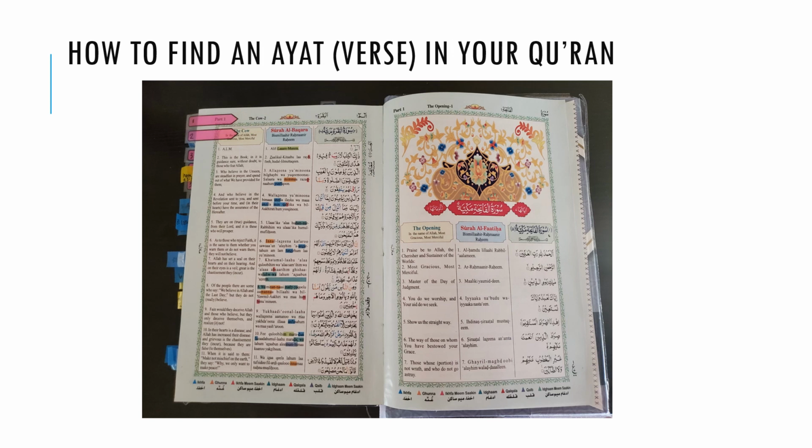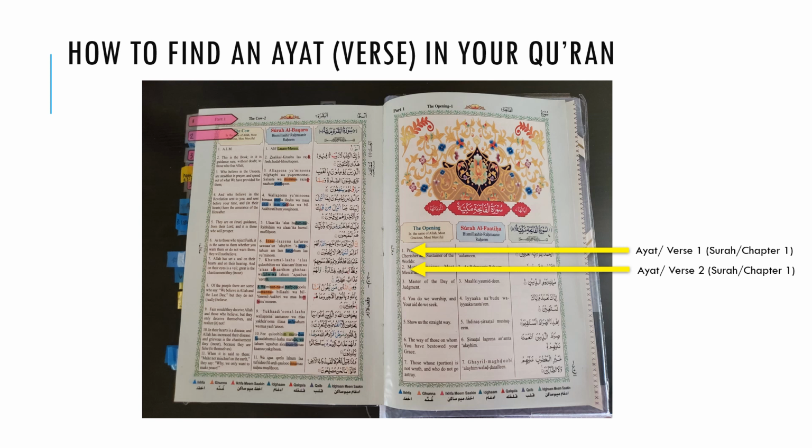When looking for ayats in the Quran, we can see that this can be found in the first column as shown by the arrows here. In this case, we see ayat 1, verse 1 in Surah chapter 1. In the second example, we see ayat 2, verse 2 in Surah chapter 1. Subsequently, we can also see this in chapter 2, indicated here. We can see ayat verse 1 in chapter 2, Surah 2, and ayat verse 5 in Surah chapter 2.